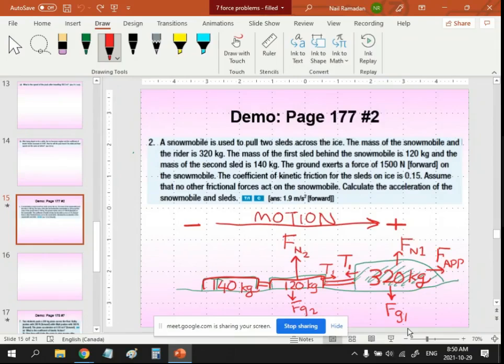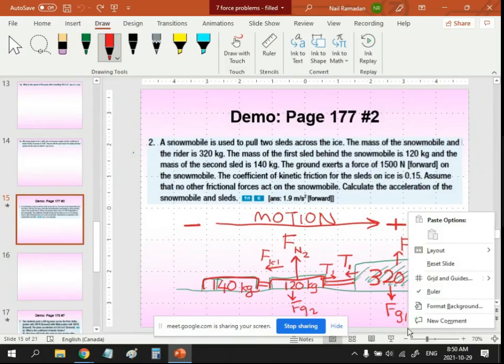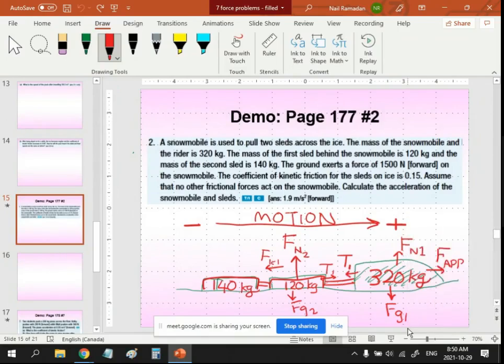I have no idea why I sketched the sled so close. So I'm just gonna go this way. I'm gonna go Fk1. Okay, everyone? There should be a force going this way. I just don't have space. Fk1. Oh, can you put it actually below the ground?